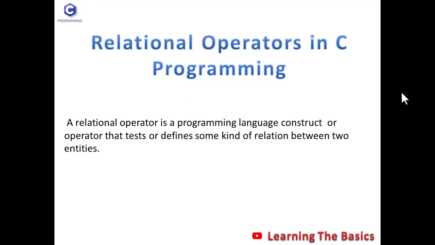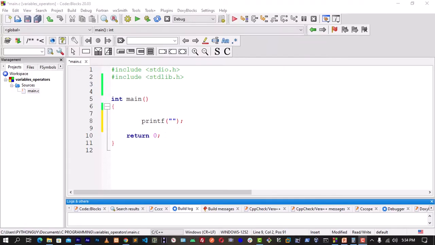There are 6 types of relational operators. The first one is the equality operator, the not equal operator, the greater than operator, the less than operator, the greater than or equal to operator, and the less than or equal to operator. So we will start from the equality operator.